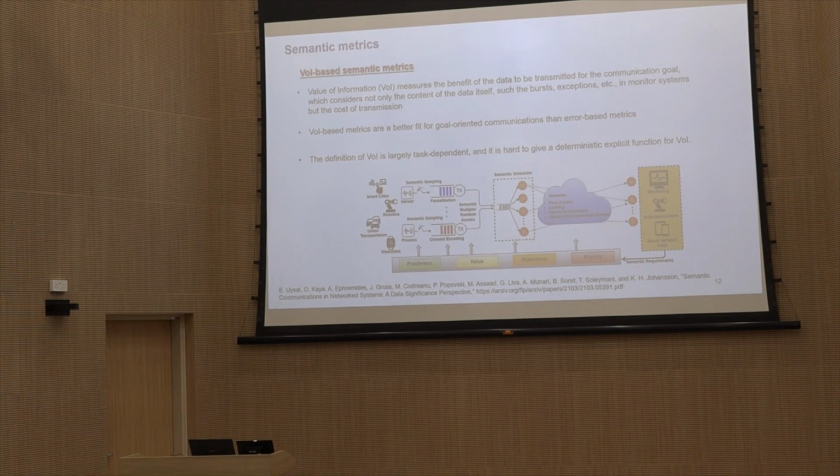The value of information-based semantic metric. It measures the benefit of data to be transmitted for the communication goal, which considers not only the content of the data itself, such as burst, exception, etc., but in the monitoring system, there could be a cost of the transmission that needs to be optimized. So the value of information metrics are a better fit for goal-oriented communication than the error-based metrics, and therefore it is more suitable for the effectiveness level.